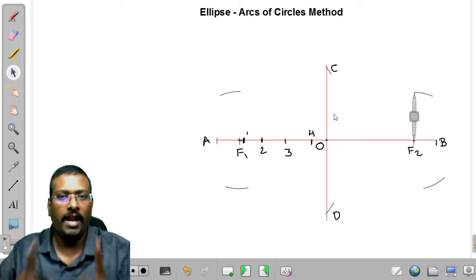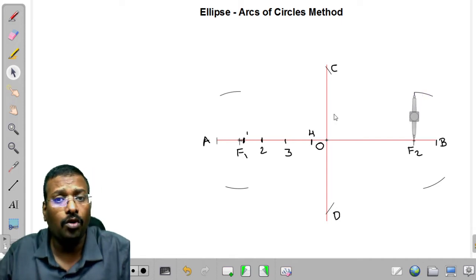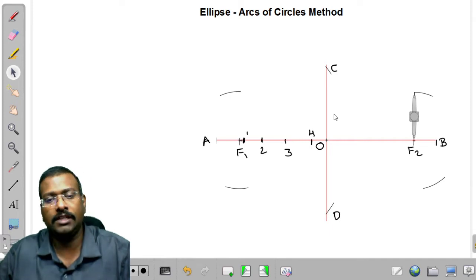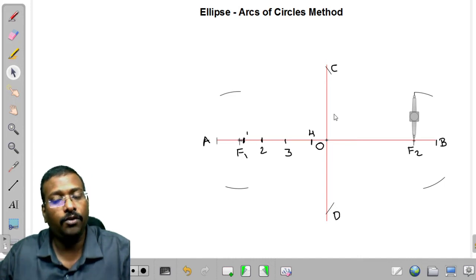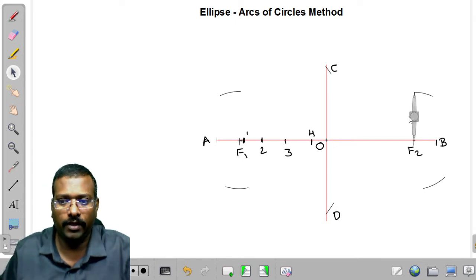Now with one radius we have to mark 4 arcs. Previously, with A1 as radius and F1 as center, draw 2 arcs on both the sides. With F2 as center, draw the arcs. Next, F2 as center, draw 2 arcs with the same A1. But one is not possible, that's why I started with 2.